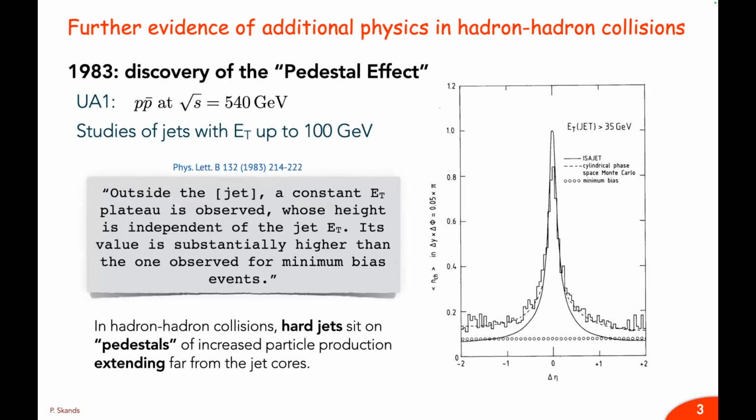And so this was from the abstract of the paper. Outside of that, a constant ET plateau is observed, whose height is independent of the jet ET. So if they triggered on very hard jets or softer jets, the jet would go up and down, but the plateau would stay about the same. And it would always be higher than minimum bias. Its value is substantially higher than that observed in minimum bias. So in hadron-hadron collisions, hard jets sit on pedestals of increased particle production that extend far from the jet cores. And as I said, today that's what we call the underlying event.